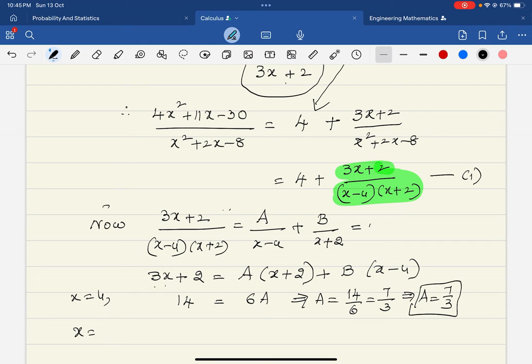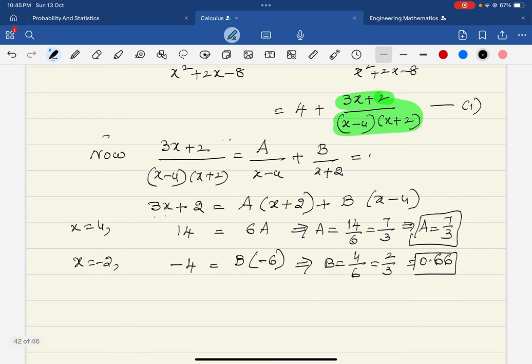Now, put x equal to minus 2. Then 3 into minus 2 is minus 6 plus 2 is minus 4, equal to B times minus 2 minus 4, which is minus 6. Anyhow, the A term becomes 0. So the value of B is 4 over 6, that means 2 over 3. So this is the answer. I hope it's clear to all of you. B is equal to 2 by 3.